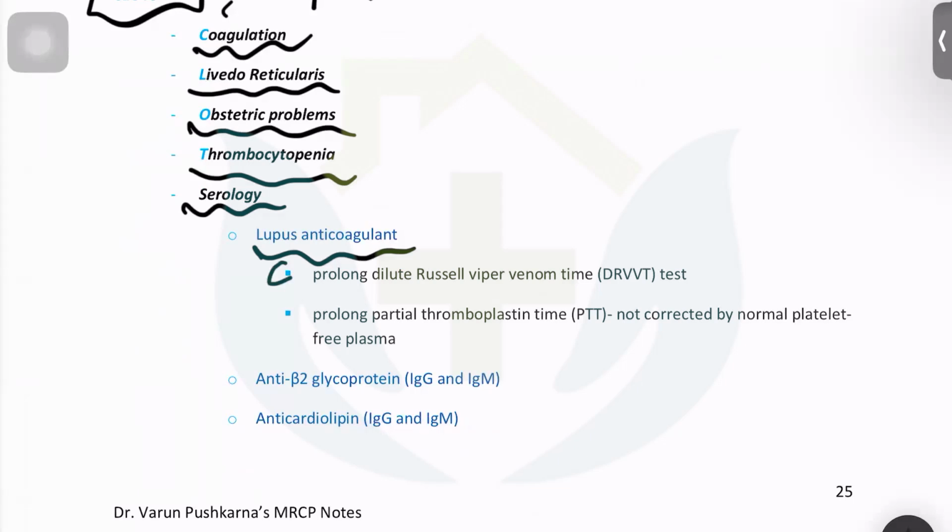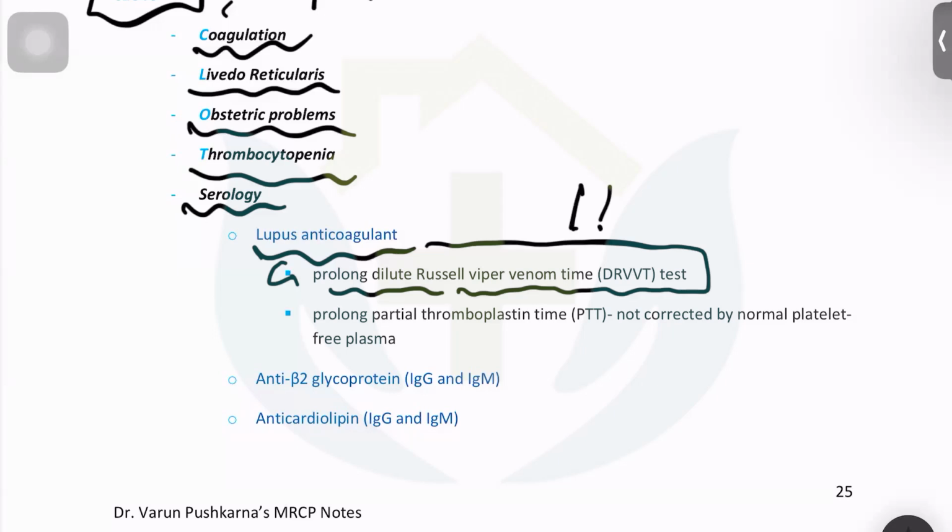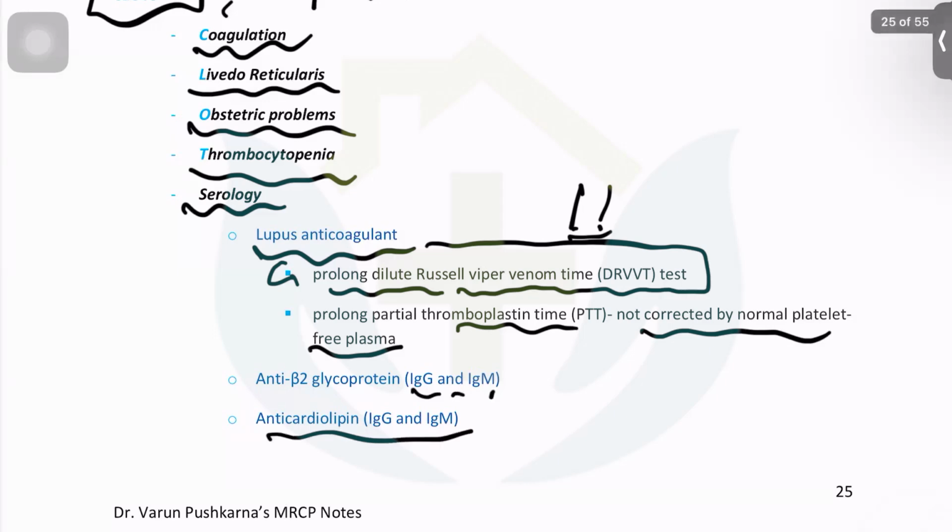This prolongs the dilute Russell Viper venom test. Very important, many times asked. Prolonged APTT not corrected by normal platelet-free plasma addition. It is not corrected. Anti-beta-2 glycoprotein, both IgG and IgM, and anti-cardiolipin, both IgG and IgM.